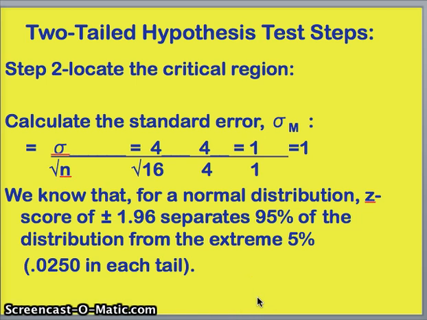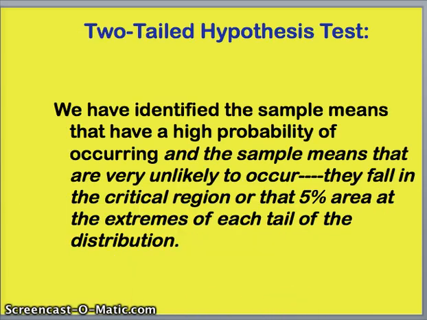We know that for a normal distribution, the z-score plus or minus 1.96 separates 95% of the distribution from the extreme 5%. So we're going to have 0.025 in each tail. So what we've done is identified the sample means that have a high probability of occurring and those that are very unlikely to occur. And those that are very unlikely to occur are those that are going to fall in the critical region, and that's called a significant result. And it's not due to chance, or it's not random.